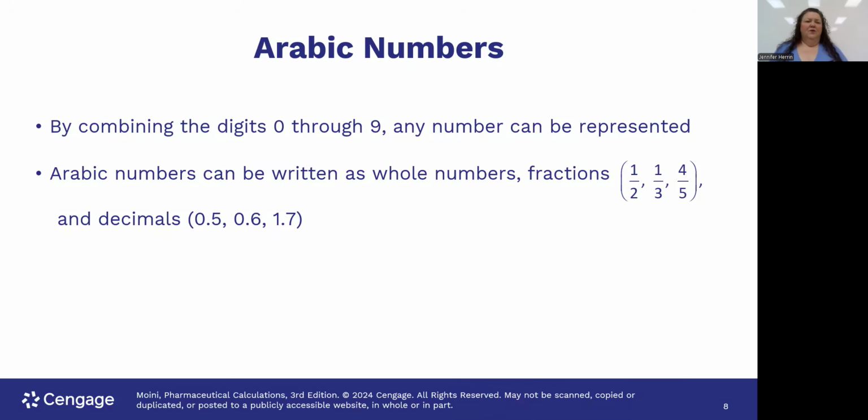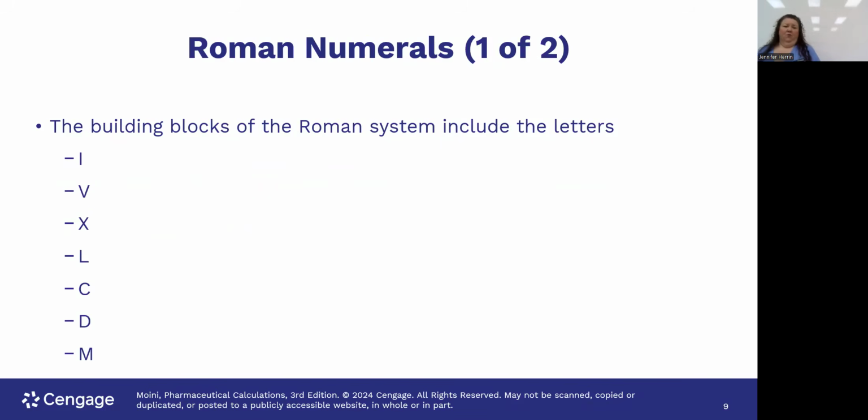So with your Arabic numbers, by combining the digits 0 through 9, any number can be represented. Your Arabic numbers can be written as whole numbers, as fractions such as 1/2, 1/3, or 4/5, and even as decimals: 0.5, 0.6, 1.7. Now, your Roman numerals. These are letters which represent numerals.